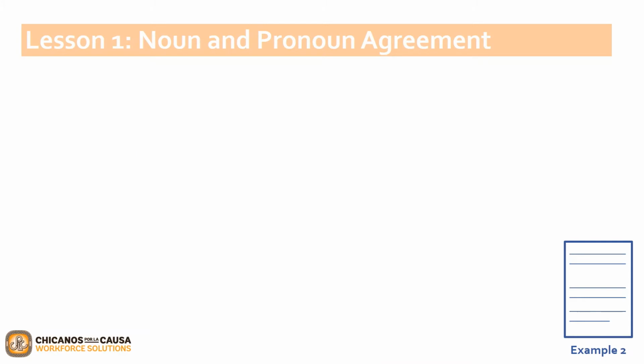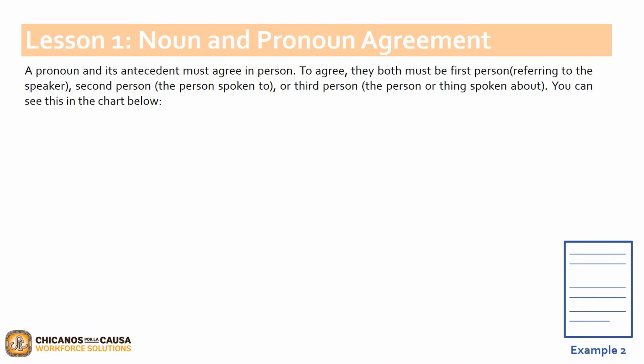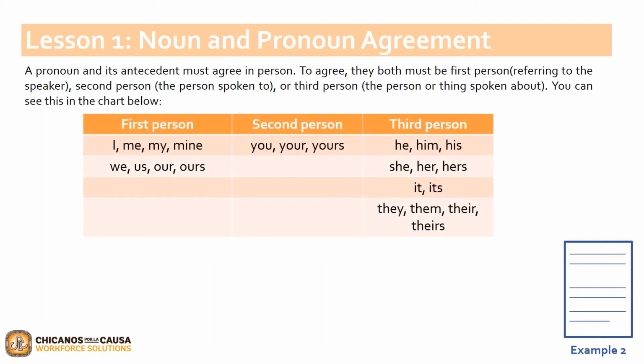A pronoun and its antecedent must agree in person. To agree, they both must be first person, referring to the speaker, second person, the person spoken to, or third person, the person or thing spoken about. You can see this in the chart below. As you can see in the chart, we have first person, second person, and third person.